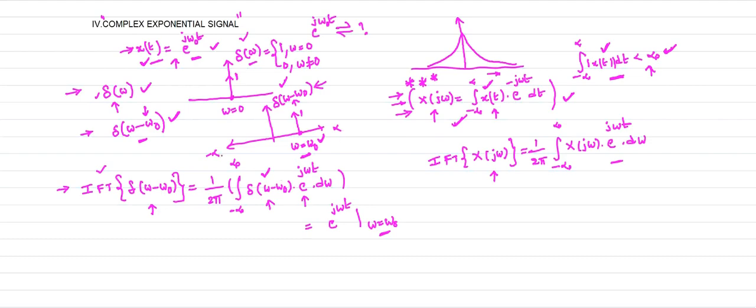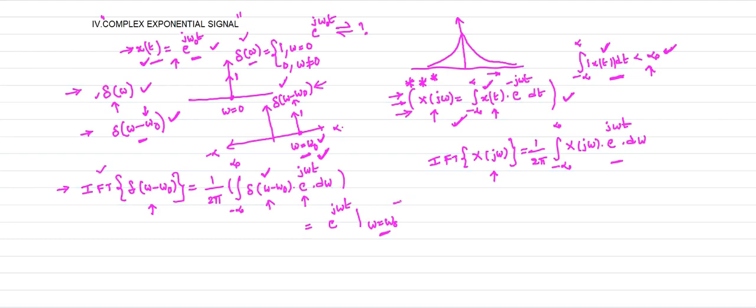But here from minus infinity to omega naught, delta of omega minus omega naught is 0, and also from omega naught to infinity its value is also 0. Therefore when you multiply 0 with e power j omega t, you will get 0 for other places of omega naught. So at omega naught, what is the value of this function? The value of this function is 1. So you need to calculate the function value at omega equal to omega naught. That is the result of this integration.